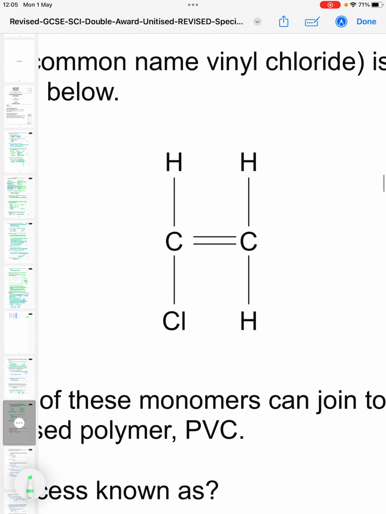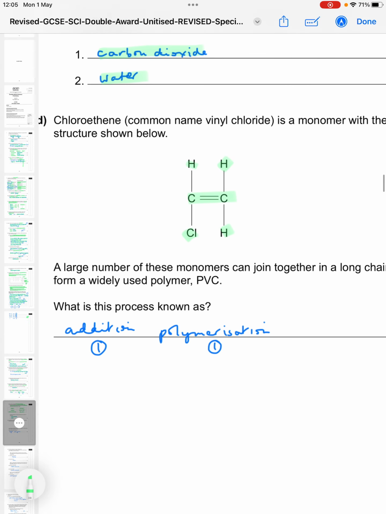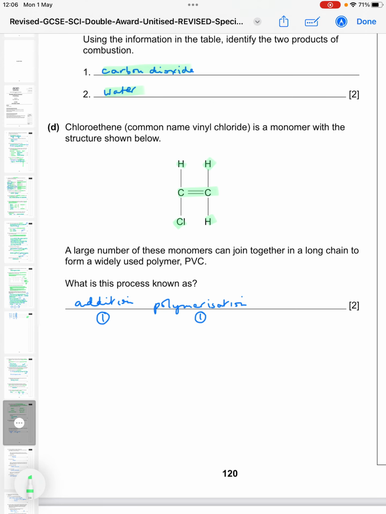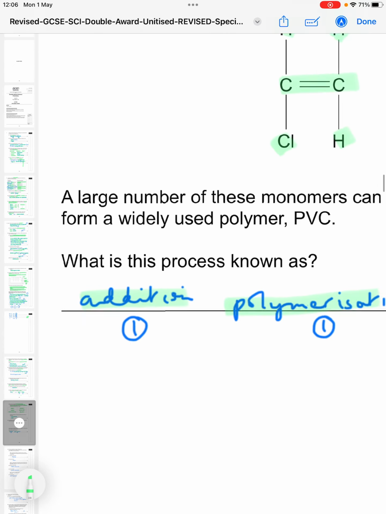Now we have chloroethene, which has the common name vinyl chloride, a monomer with the structure shown below. You'll see that there's a carbon-carbon double bond. There are 3 hydrogens, and one of the hydrogens has been substituted for a chlorine, which makes it chloroethene and not just ethene. A large number of these molecules can join together in a long chain to make a widely used polymer, PVC. PVC is polyvinyl chloride, sometimes known as vinyl, for any record fans out there.